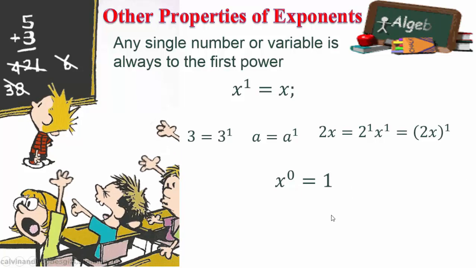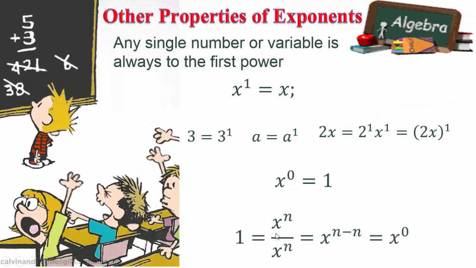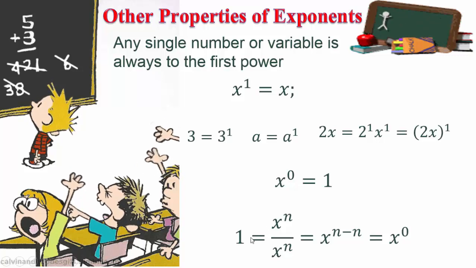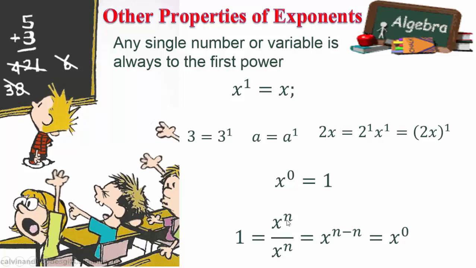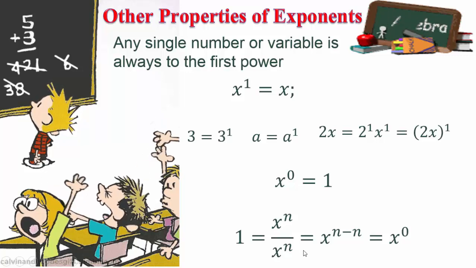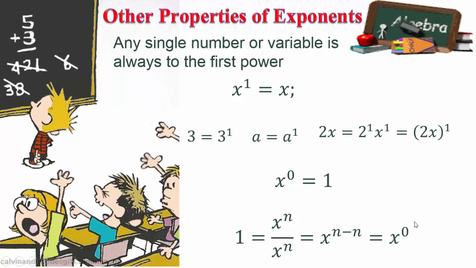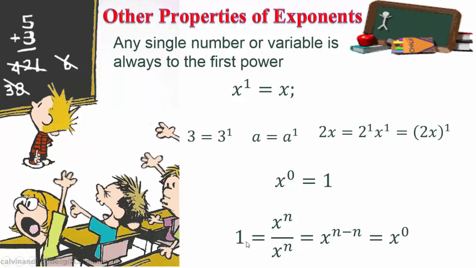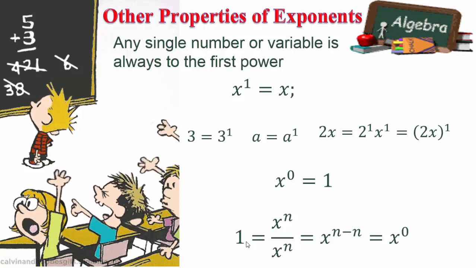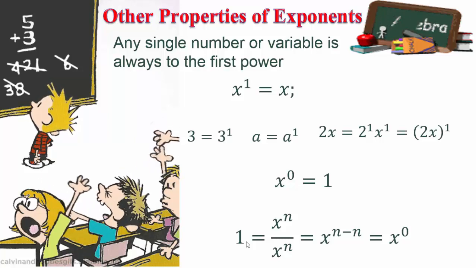Anything to the 0 power is equal to 1, no matter what. So, for example, when we had situations where x to the n divided by x to the n is x to the n minus n, which is x to the 0 power. That's always 1. So however you get there, anything to the 0 power is equal to 1.